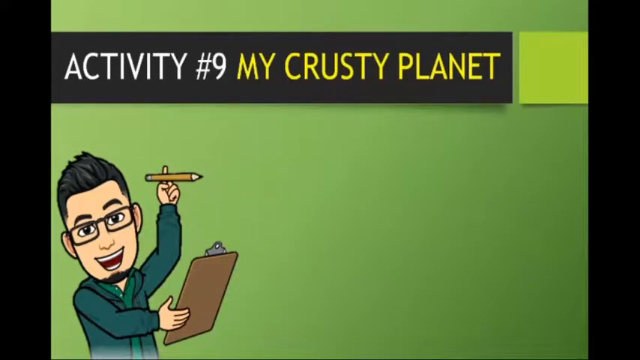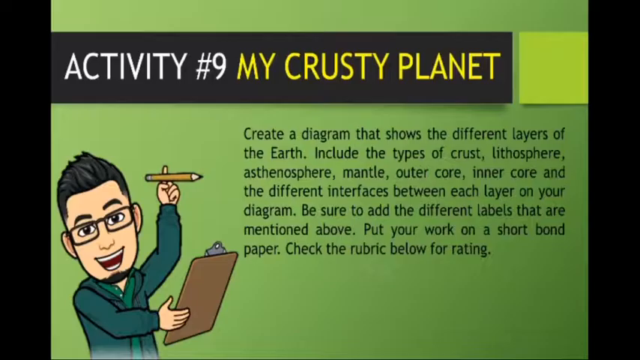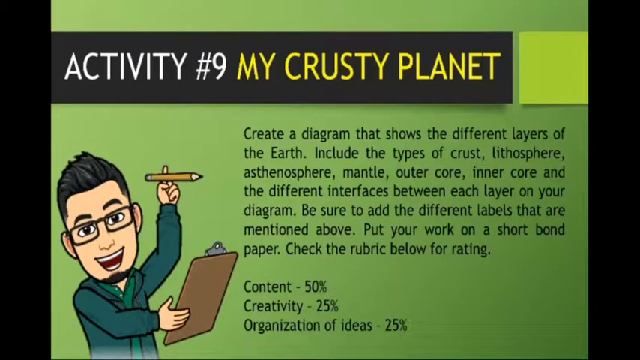So for the last activity, we have activity number 9, my crusty planet. So this time you're going to create a diagram that shows the different layers of the Earth and include the types of crust, lithosphere, asthenosphere, mantle, outer core, inner core, and the different interfaces between each layer on your diagram. And be sure also to add the different labels or layers that are mentioned above. Put your work on a short bond paper and check this rubric for rating. So content is 50%, creativity 25%, organization of ideas 25%.